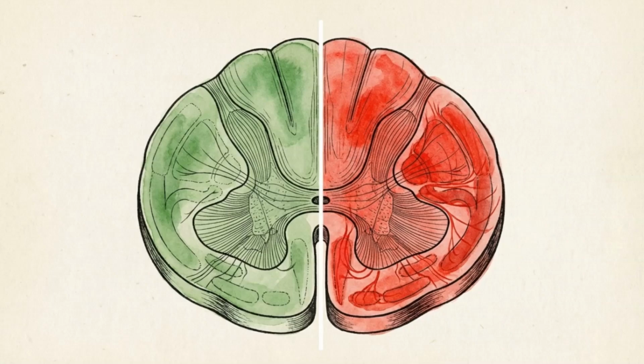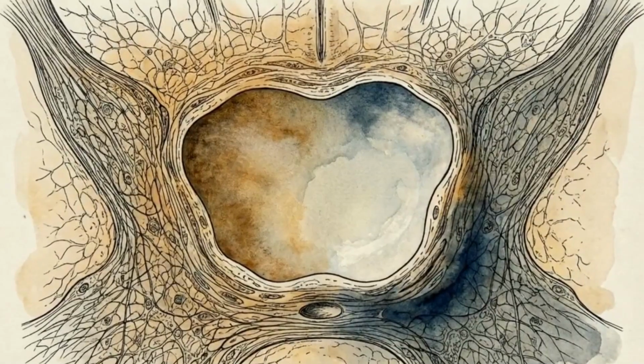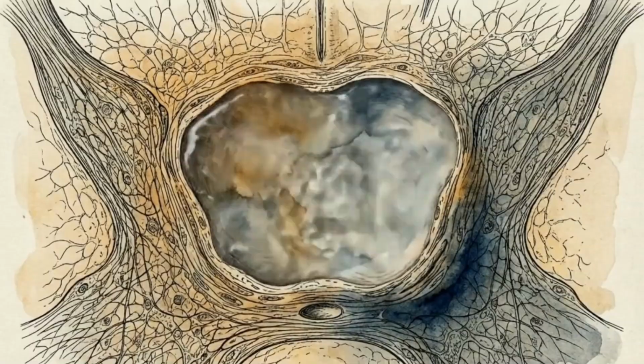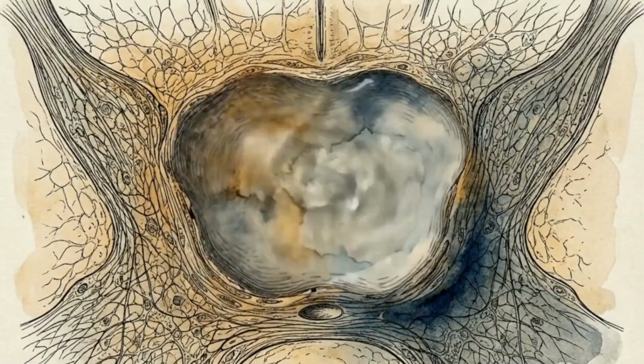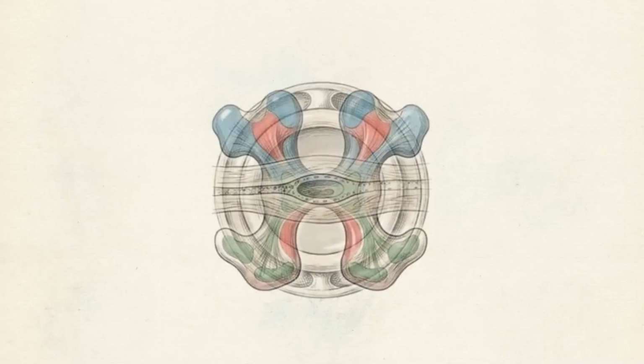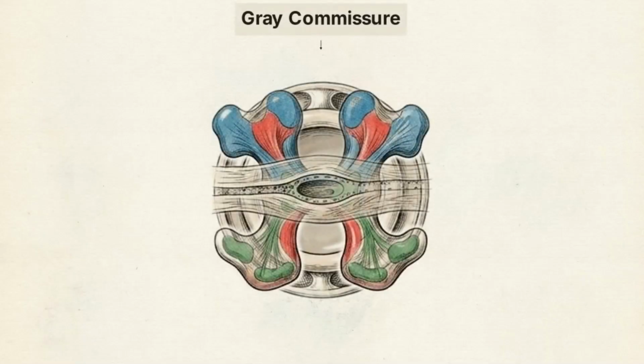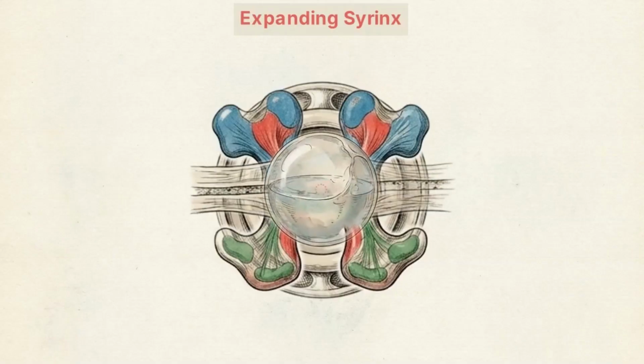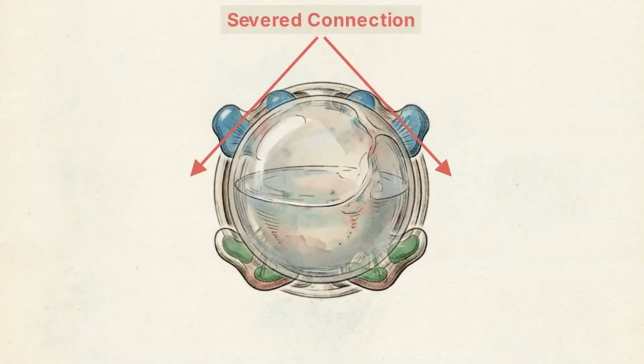Next, a fluid-filled cystic cavity, a syrinx, slowly expands outward from the center of the cord, physically crushing the immediate surrounding fibers. This insidious disease process is called syringomyelia. Looking at a cross-section, we can see exactly what anatomical structure this expanding syrinx destroys first: the gray commissure, the tissue connecting the two halves of the gray matter.